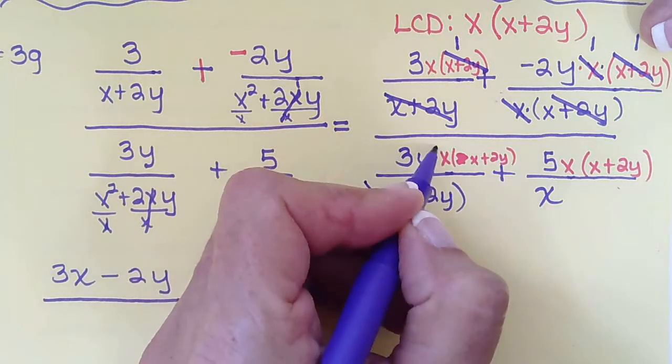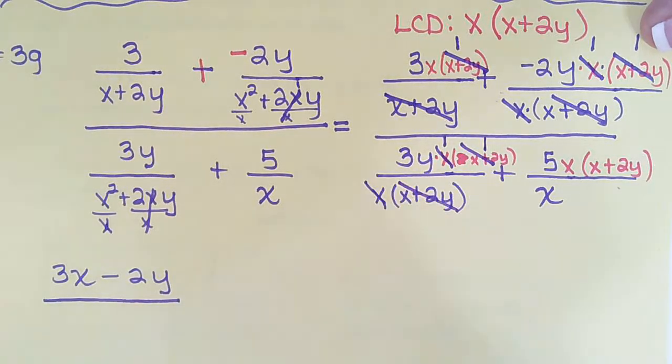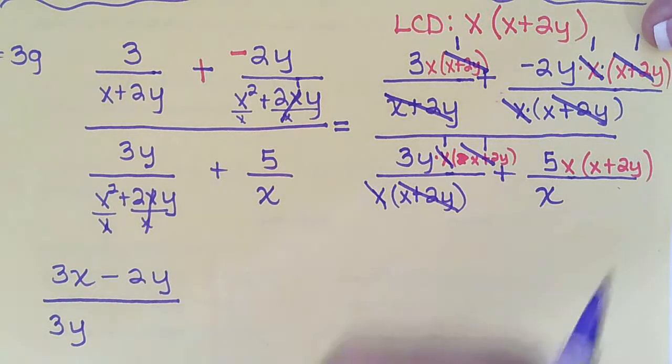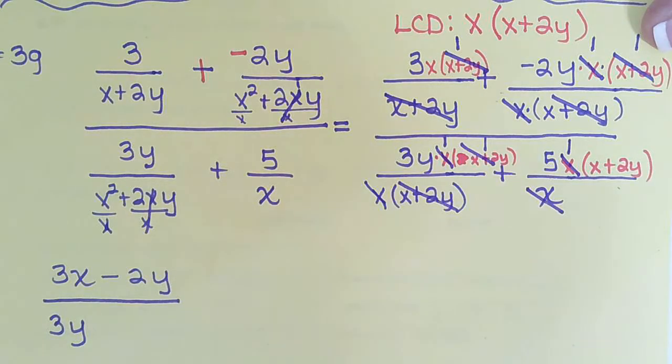So x divided by x is 1. X plus 2y divided by x plus 2y is 1. So we simply have 3y there. So look how simple this problem is ending up being. Only hard part is factoring and finding the LCD. After that, it's just cancel, cancel, cancel. So x divided by x is 1. Oh, here's our first bit of work. So we're going to have 5 parentheses x plus 2y.